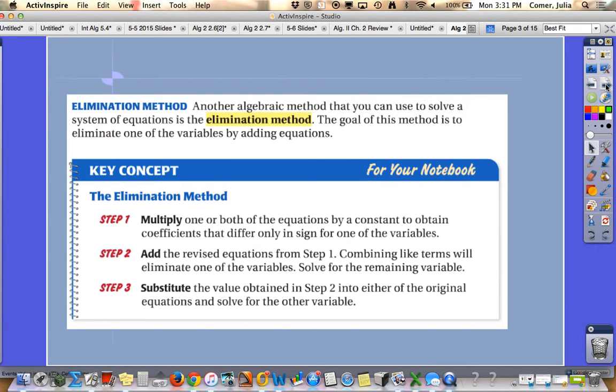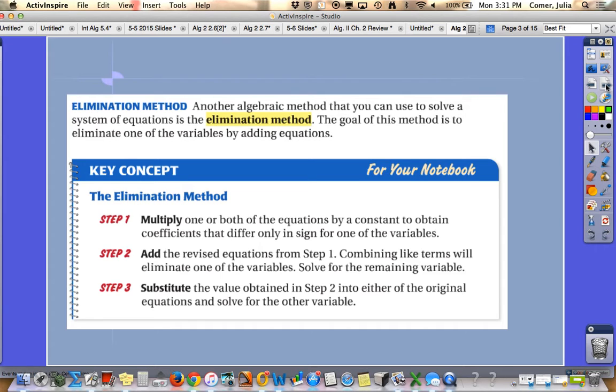Okay, so the elimination method is another algebraic method you can use to solve a system of equations. The goal of this method is to eliminate one of the variables by adding the equations together. So as we go through, our first step is to make sure that we multiply one or both of the equations by a constant to obtain coefficients that differ only in one sign. So that means we want to end up with something like a 2x or a negative 2x. The second step is to add them together so that one of our variables drops out.